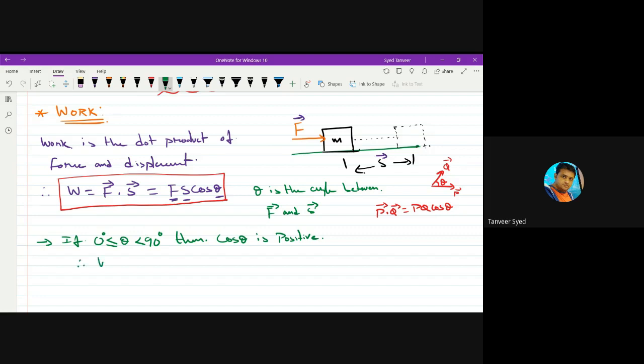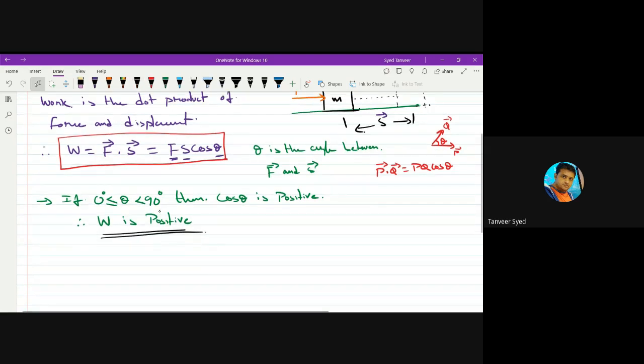Therefore, work, force, there is no meaning for negative force. Force cannot be negative. Displacement also cannot be negative physically. You might get a negative sign, but that means opposite displacement. Okay. So force is positive, displacement positive, cos theta is positive. Then work is positive.